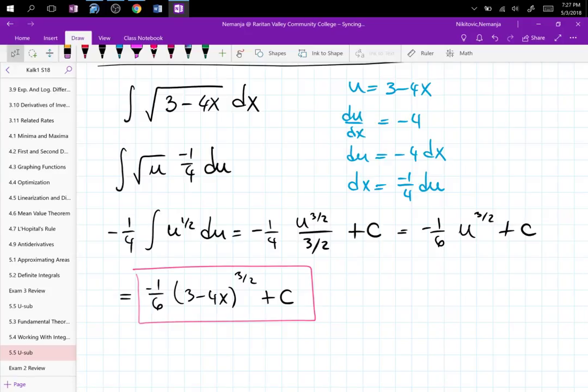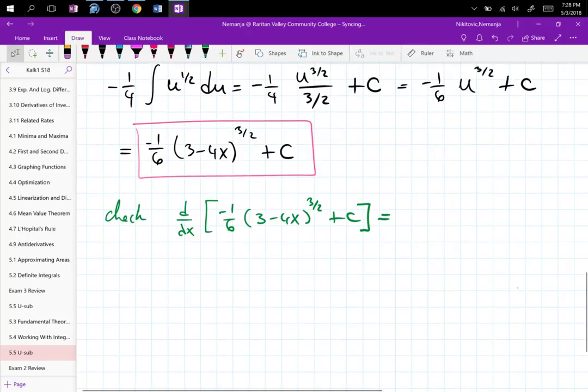Now this is integration, and because it's integration, you should be able to take the derivative and get the problem you started from. If you don't, your answer is wrong. So let's check by taking the derivative of negative 1/6 (3 minus 4x) to the 3/2 plus c.